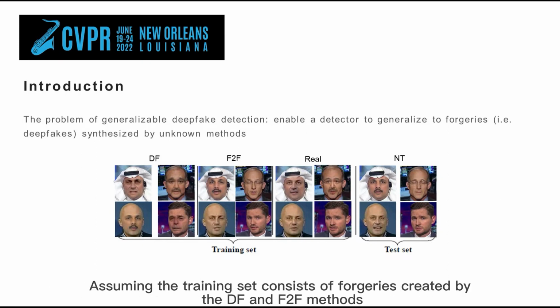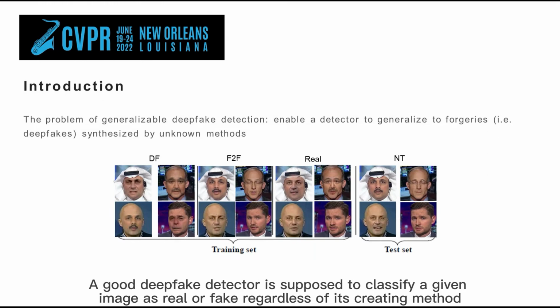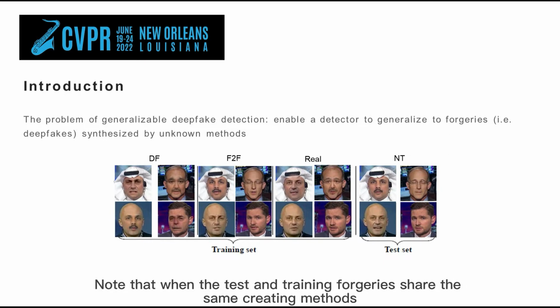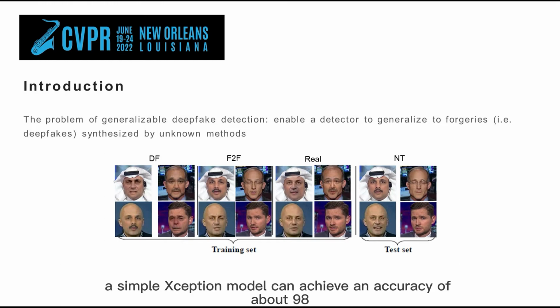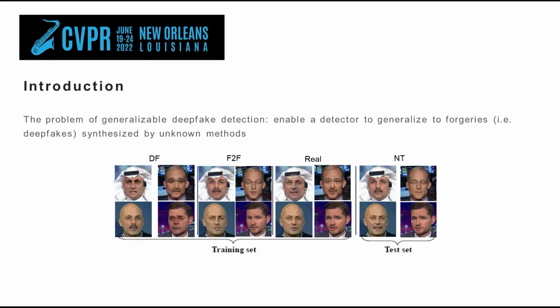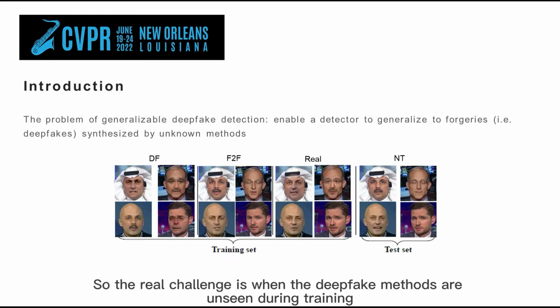Assuming the training set consists of forgeries created by DF and FGF methods, a good deepfake detector is supposed to classify a given image as real or fake regardless of its creating method. Note that when the test and training forgeries share the same creating method, a simple exception model can achieve an accuracy of about 98. So the real challenge is when the deepfake methods are unseen during the training.